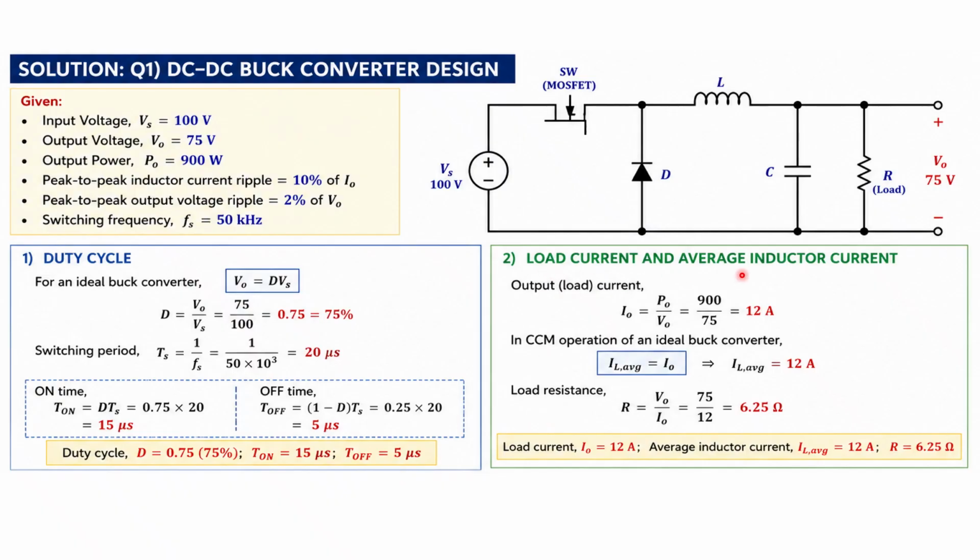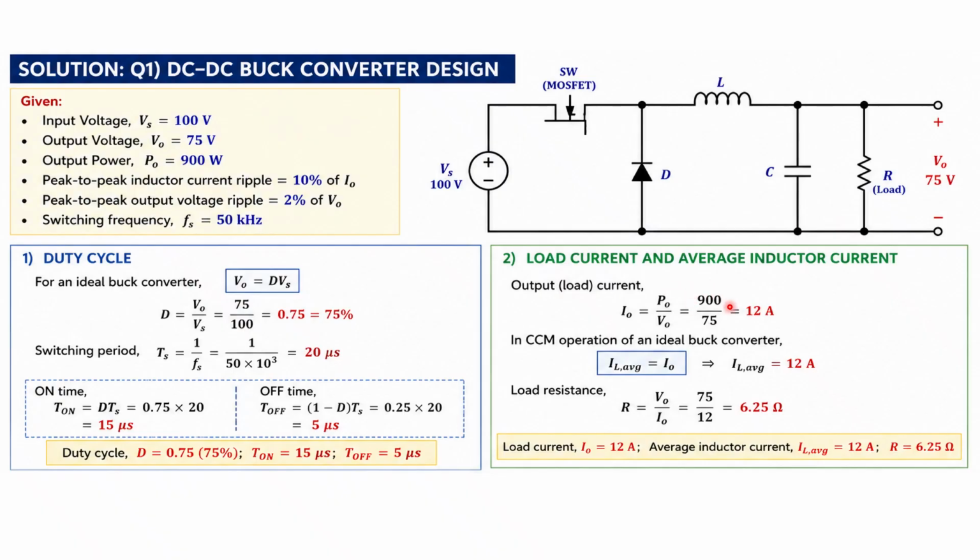Now we will move on to the second part of the question: calculate the load current and average inductor current. The load current is the current flowing through the load resistor. Power is given as 900 watts, and this is a resistive load. We can calculate the current using Ohm's law and the power formula. Resistance is not given, so we can't directly use Ohm's law. I naught is equal to P naught upon V naught.